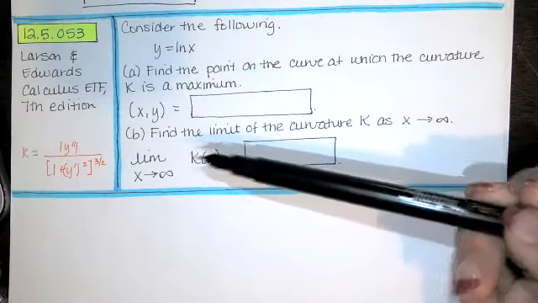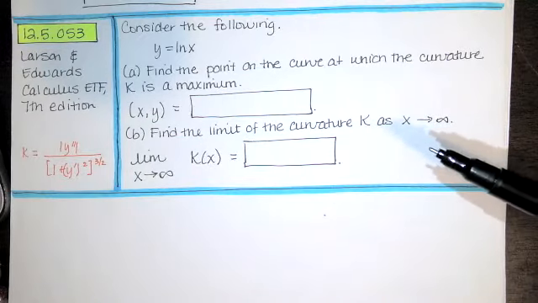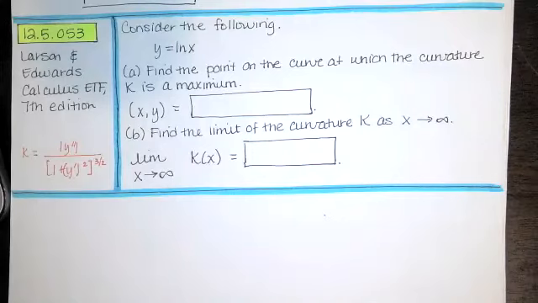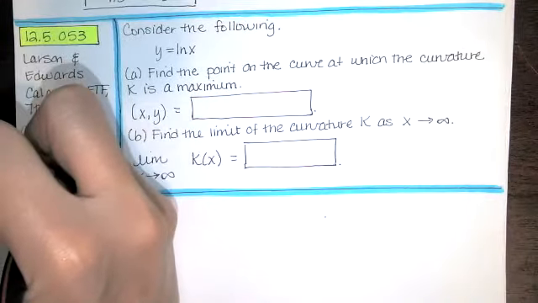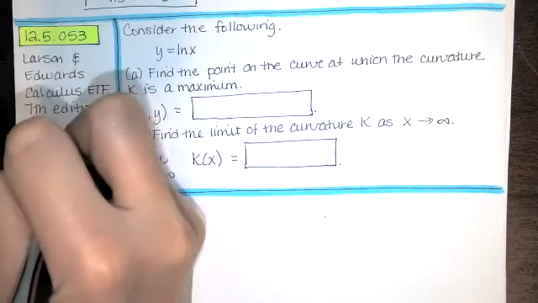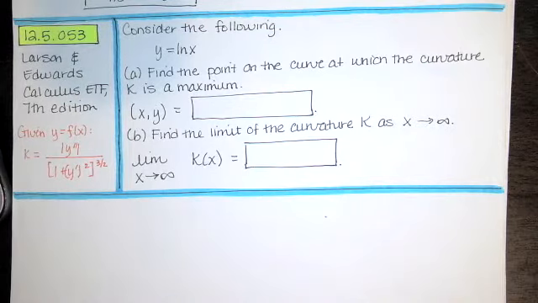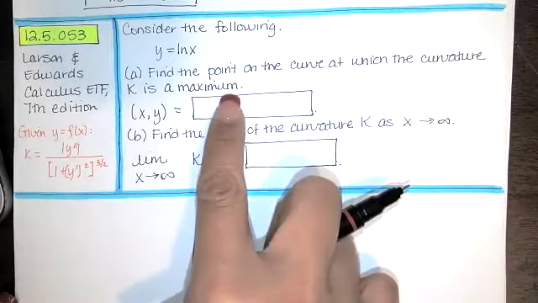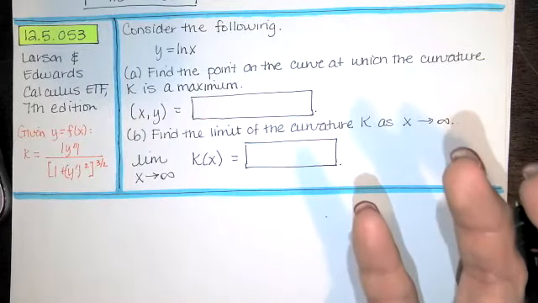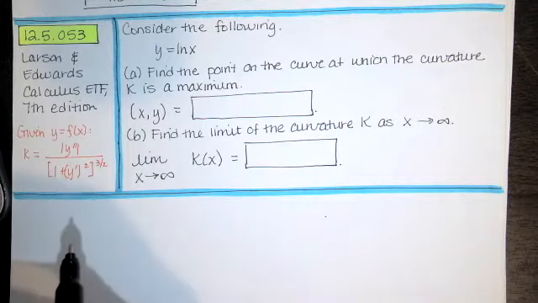And then we're asked in part B to find the limit of the curvature k as x goes to infinity. Now, we had 5 different formulas for curvature, but if we have y as a function of x, we said we should use this formula for curvature. Now, this will give us curvature as a function of x, and then in part A, we're asked to maximize that curvature. We will maximize the curvature using techniques from Calculus 1.